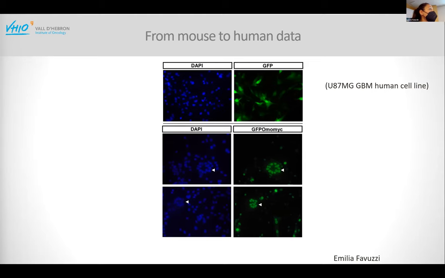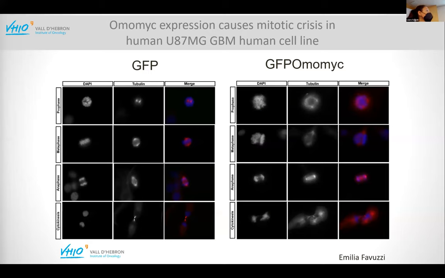And she had used the transgenic Omomic, an Omomic GFP. That's why you see it in green. She was seeing that the cells expressing Omomic GFP had this polynucleated phenotype, like what we were seeing in the brain. So she started looking at mitosis in these cells, and she saw that these glioma cells, glioblastoma cells that had Omomic, had defects in their mitosis. That was particularly interesting to us and indicated that there was some sort of mitotic crisis in these cells.